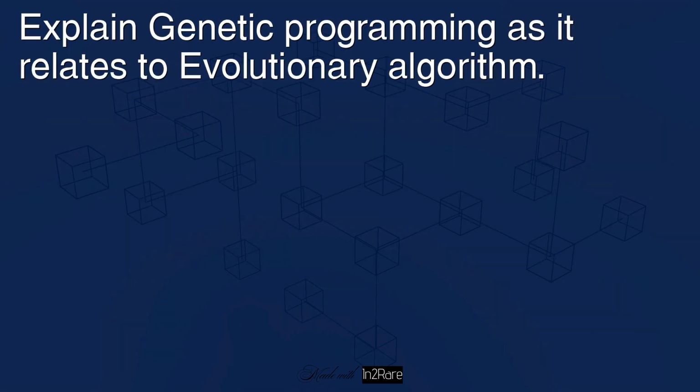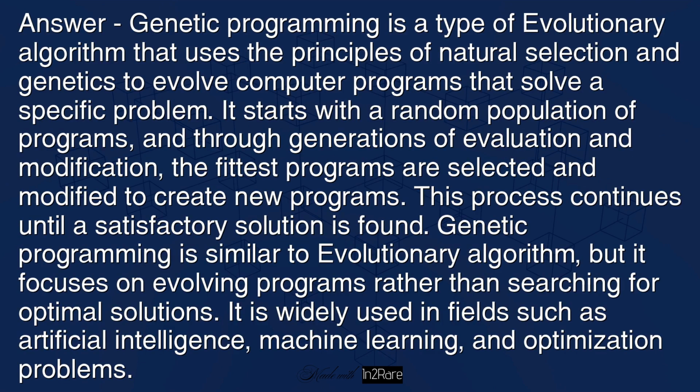Explain genetic programming as it relates to evolutionary algorithm. Answer: genetic programming is a type of evolutionary algorithm that uses the principles of natural selection and genetics to evolve computer programs that solve a specific problem. It starts with a random population of programs, and through generations of evaluation and modification, the fittest programs are selected and modified to create new programs. This process continues until a satisfactory solution is found.